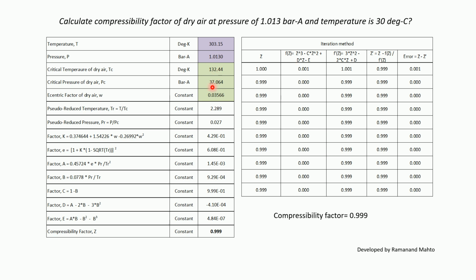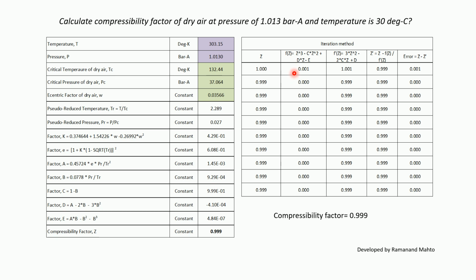132.44 degrees Kelvin, 37.064 bar absolute, and W is the eccentric factor 0.03566. Now we can calculate TR, PR, factor K, small e, factor A, factor B, factor C, factor D and factor E. So once all factors are calculated, you can use the iteration method.